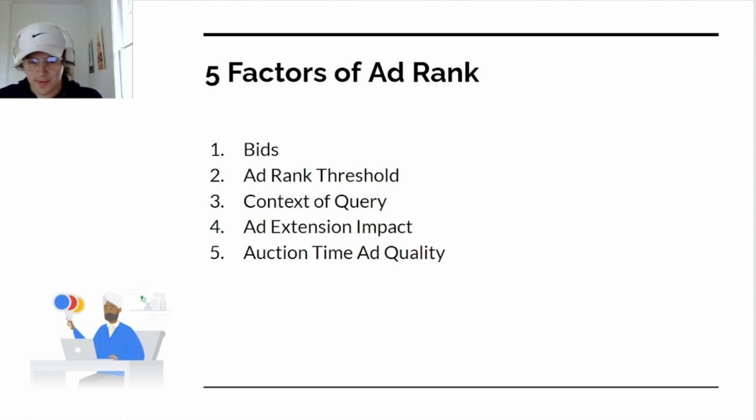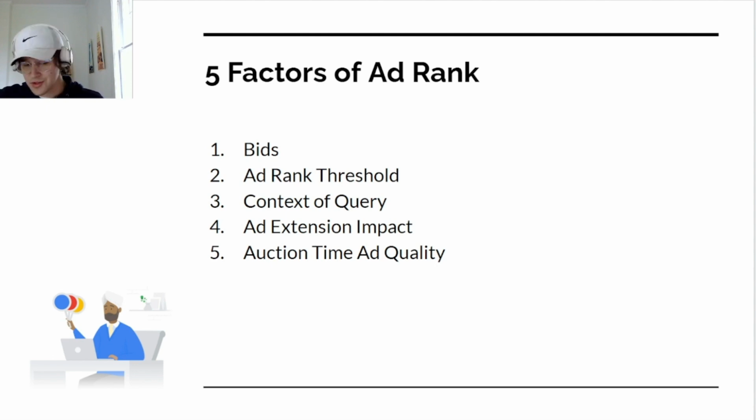And again, this kind of goes back to the ad rank threshold. There's a few of these factors Google tells you impact ad rank, then all of them ultimately come down to relevancy, right? It can be kind of confusing digging through their documentation. Just make sure your landing page is relevant, your ad is relevant, and your keywords are relevant, right? And that will always improve your ad rank and your auction time ad quality, right?